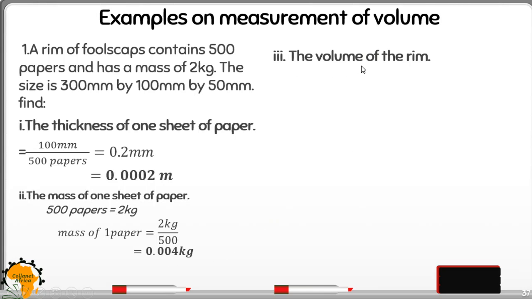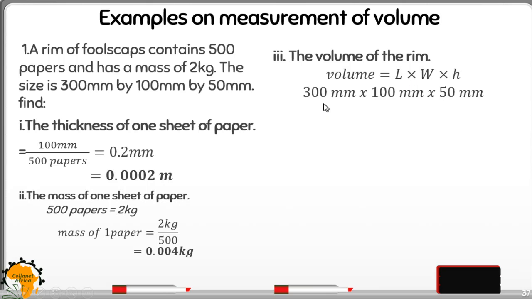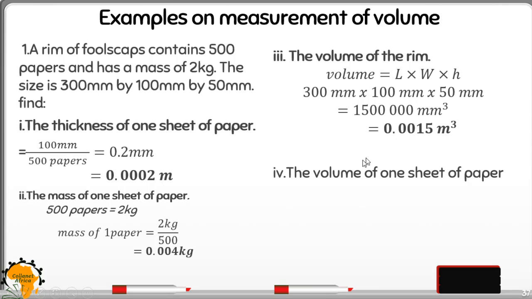We move to the third part of the question. We are supposed to get the volume of the ream. We are given the dimensions here, so you just need to use the formula for the cuboid. You have length times width times height. So you just multiply 300 times 100 times 50. You get 1.5 million cubic millimeter. You convert that into meter cubed, you get 0.0015 cubic meter.